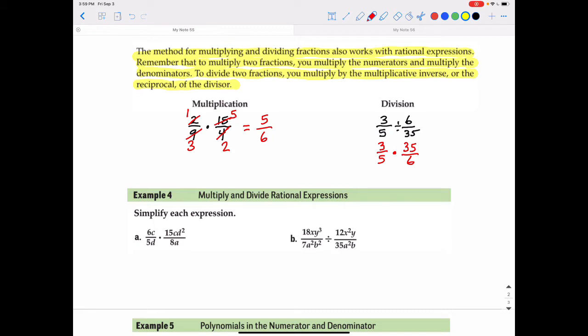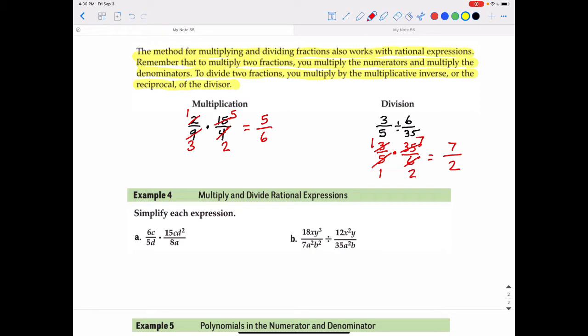So what goes into 5 and 35? A 5 does. 5 divided by 5 is 1. 35 divided by 5 is 7. What goes into 3 and 6? 3 does. 3 divided by 3 is 1. 6 divided by 3 is 2. And 1 times 7 is 7. 1 times 2 is 2, for a grand total of 7 halves.